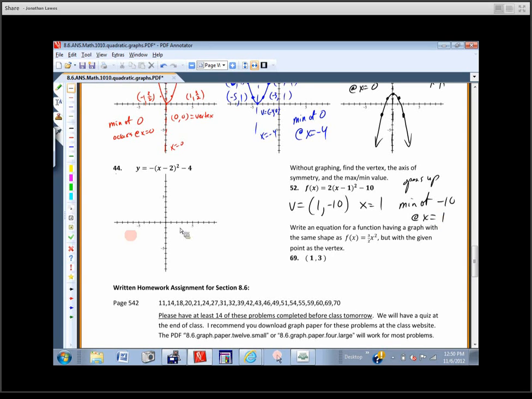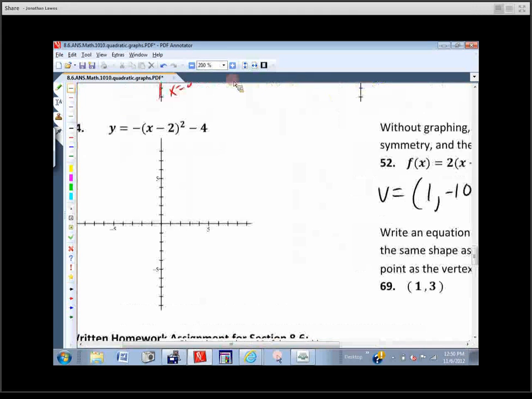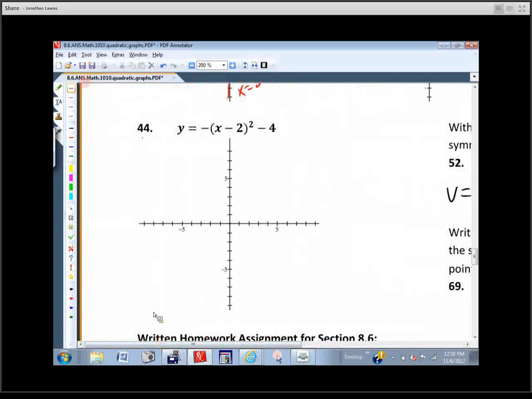Okay, would you graph this one right here? Would you graph 44? Go ahead and do 44. Label the axis of symmetry, label the vertex, get all the points and everything.